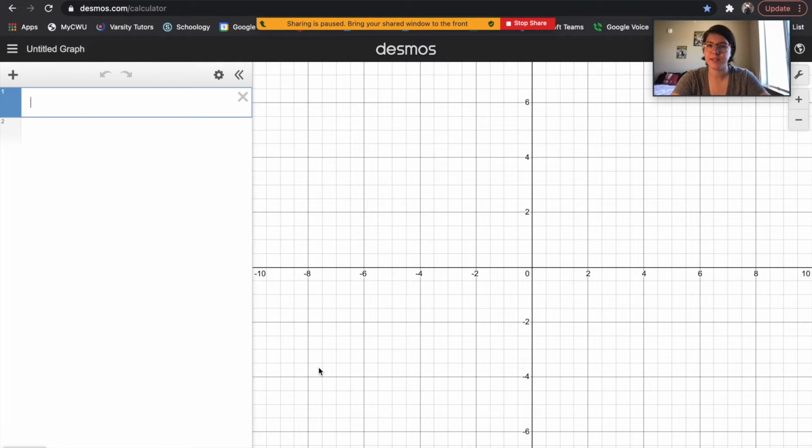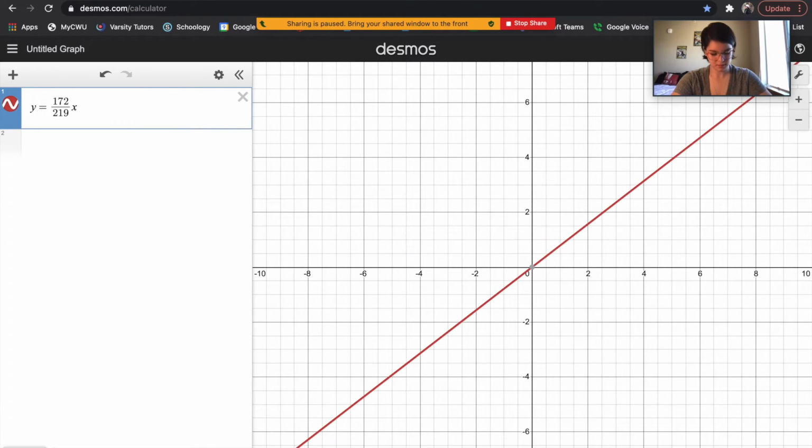I'm going to come on over to Desmos. I originally did this in my graphing calculator, but this is easier to show through a video. So I'll plug in the two lines. We have y is equal to 172 divided by 219, x. And that's our green line.